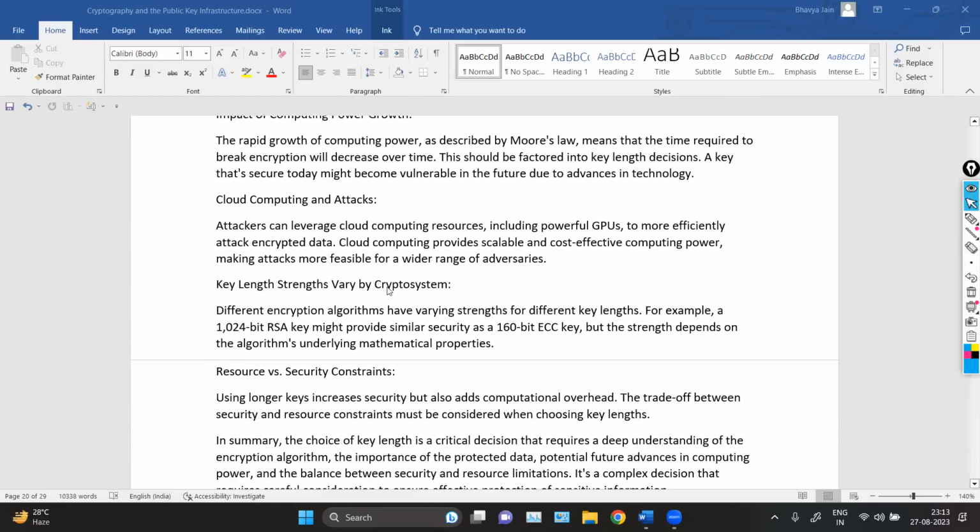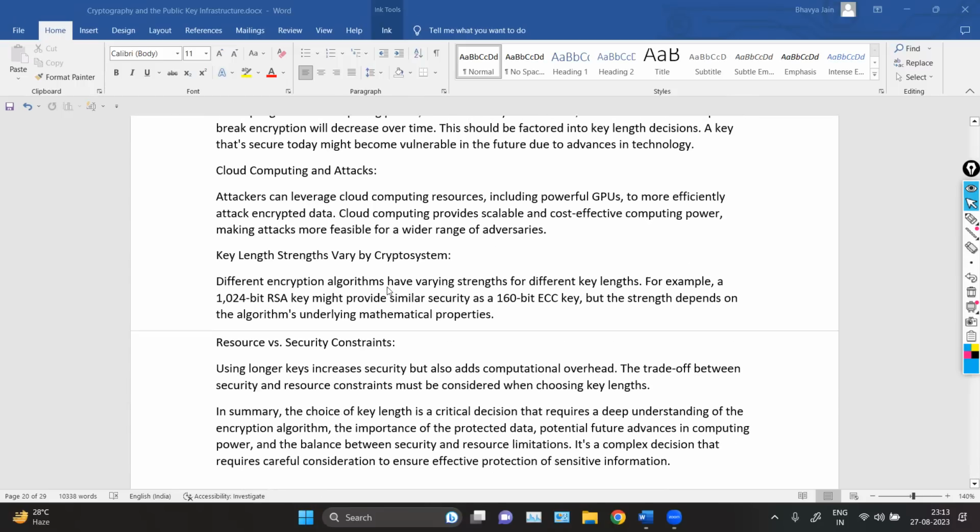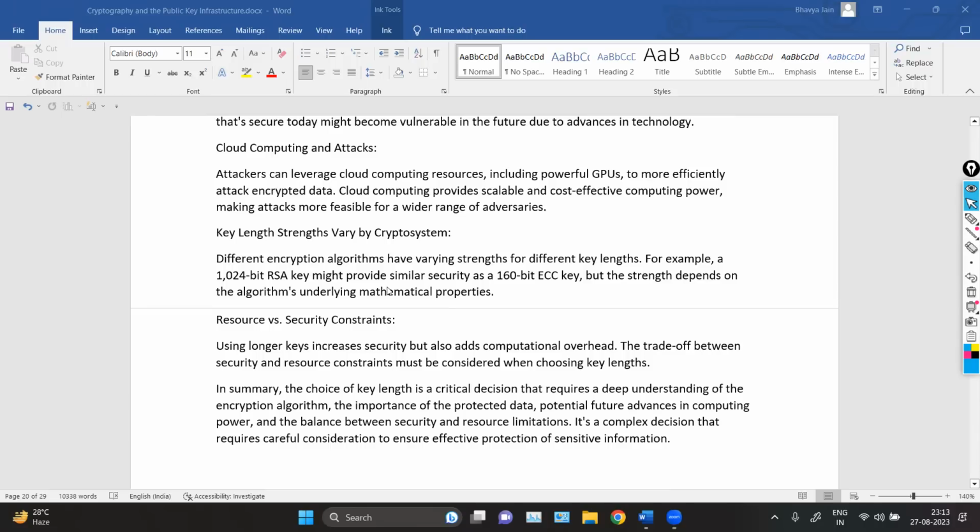Then, cloud computing and attacks. Attackers can leverage cloud computing resources, including powerful GPUs, to more efficiently attack encrypted data. Cloud computing provides scalable and cost-effective computing power, making attacks more feasible for a wide range of adversaries. Okay, that is cloud computing attacks.